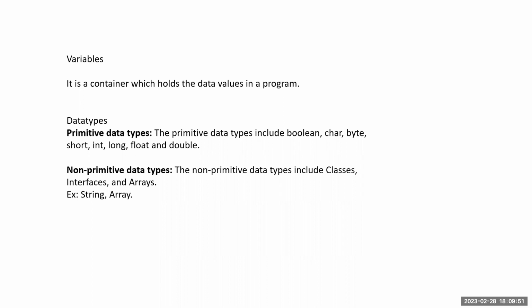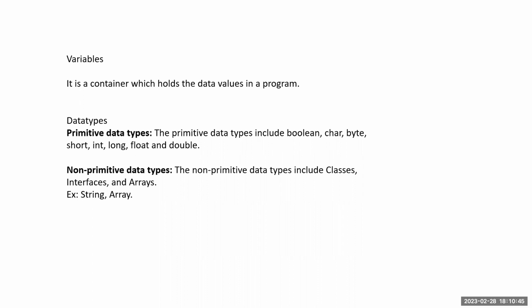And there are non-primitive data types, including classes, interfaces, and arrays. For now, you can just take the example of a string, and the second one is an array. String is one of the non-primitive data types. Actually, it is a class provided by Java, and it helps us store string data, a sequence of characters, that you wanted to store.